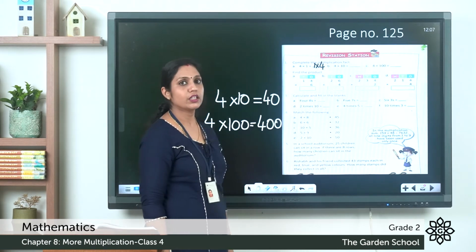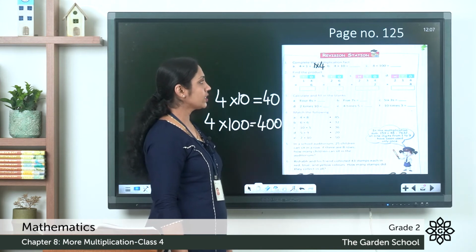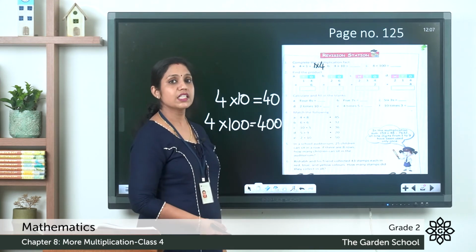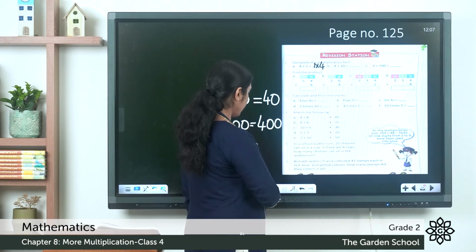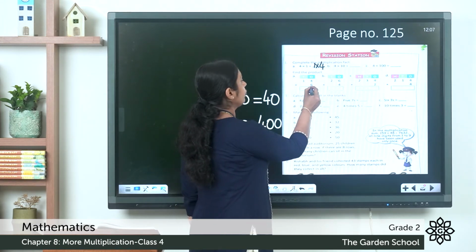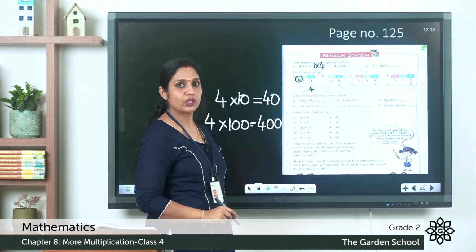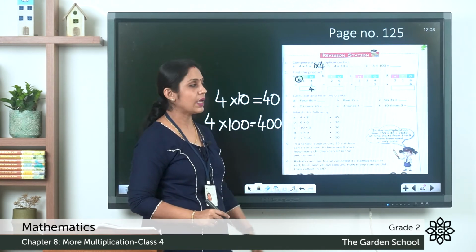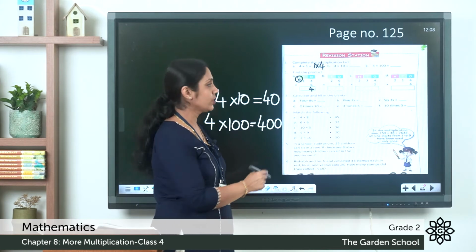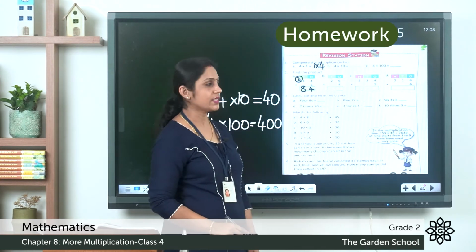Look at the second question. Find the product. 14 into 6. Let's do the first one. 14 into 6. We have in the ones place 6 into 4. So how much is 6 into 4? 24. So we'll write 4 here and 2 will carry over to the tens place. Next we'll multiply 6 with the tens place. 6 into 1 is equal to 6 plus 2 is 8. So we get the answer 84. So you can complete that exercise.